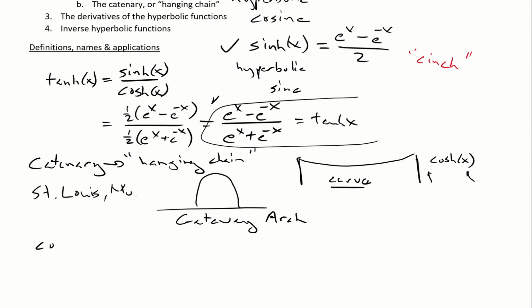You have others. You have the hyperbolic cotangent of x. You got hyperbolic secant of x. And the last one is hyperbolic cosecant of x. Let's see, what's next on this page?